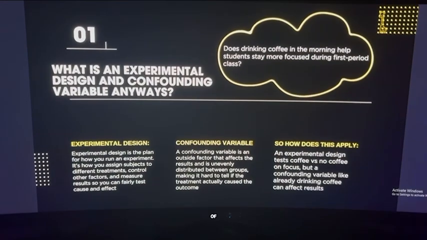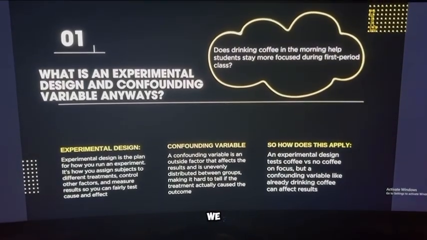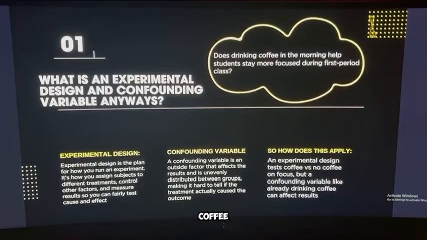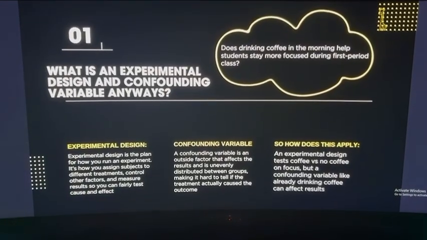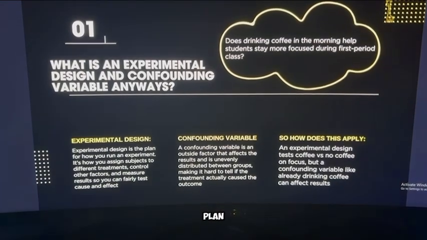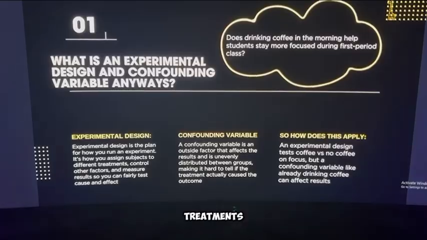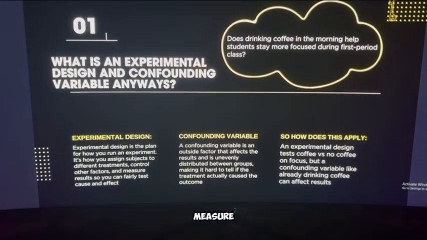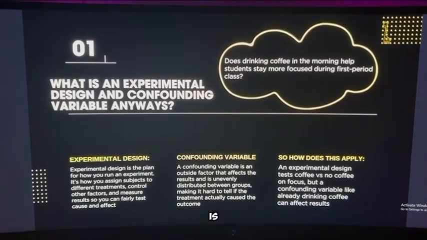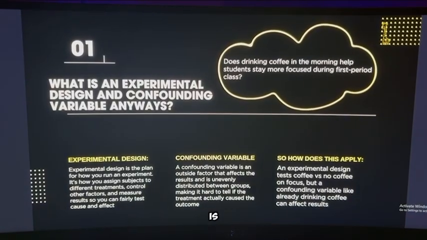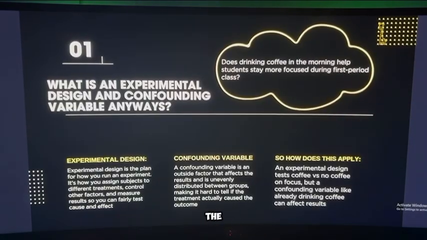So what is an experimental design and confounding variable anyways? Up the top right, we have a question: does drinking coffee in the morning help students stay more focused during first period class? An experimental design is the plan for how you run an experiment. It's how you assign subjects to different treatments, control other factors, and measure results so you can fairly test cause and effect. A confounding variable is an outside factor that affects the results and is unevenly distributed between groups, making it hard to tell if the treatment actually caused the outcome.